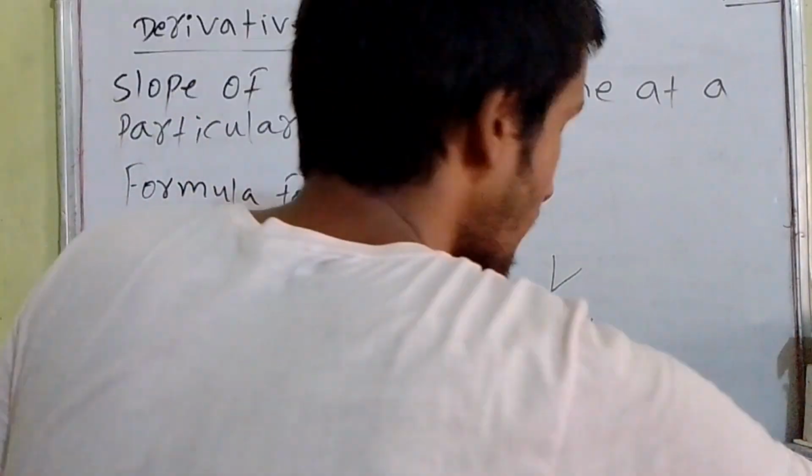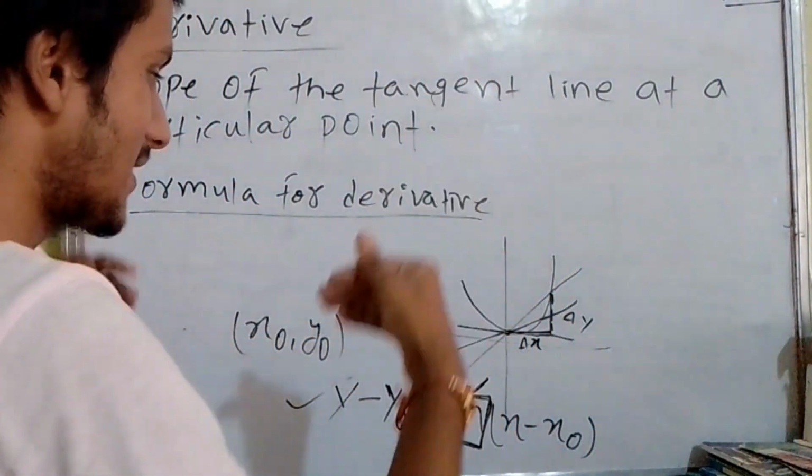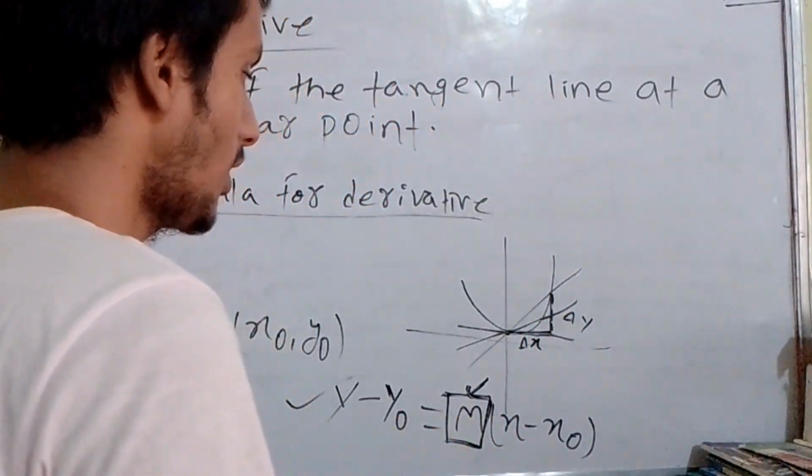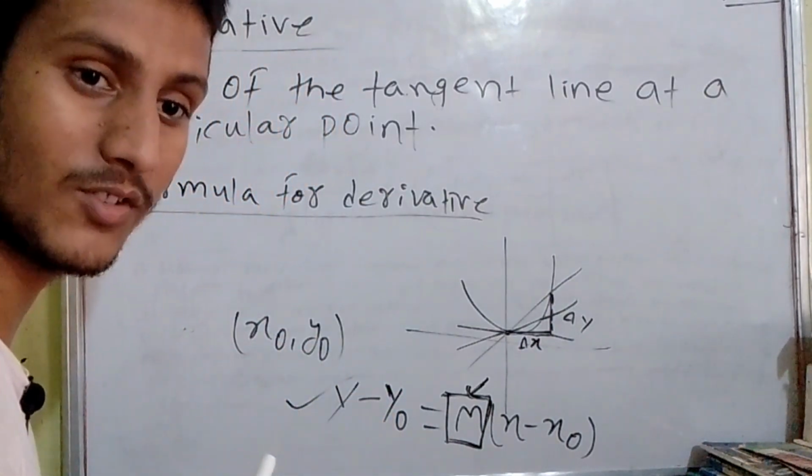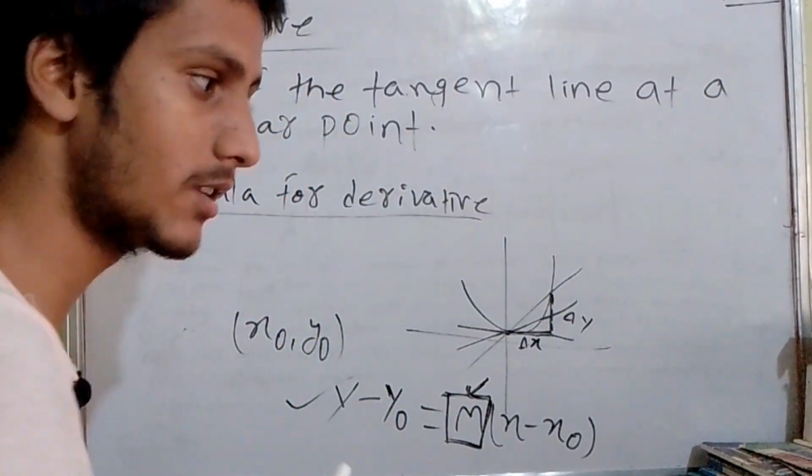Again, the slope of the tangent line. This is the concept, because the tangent line is the limit of the secant line. In the same way, the slope of the tangent line is the limit of the slopes of the secant lines.